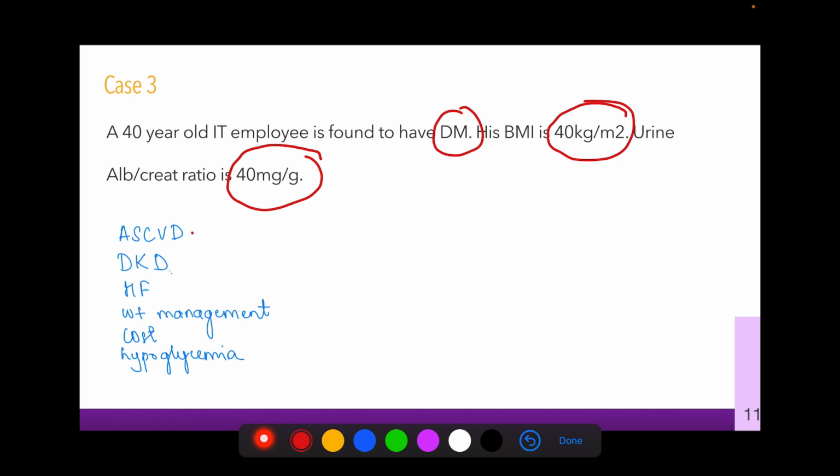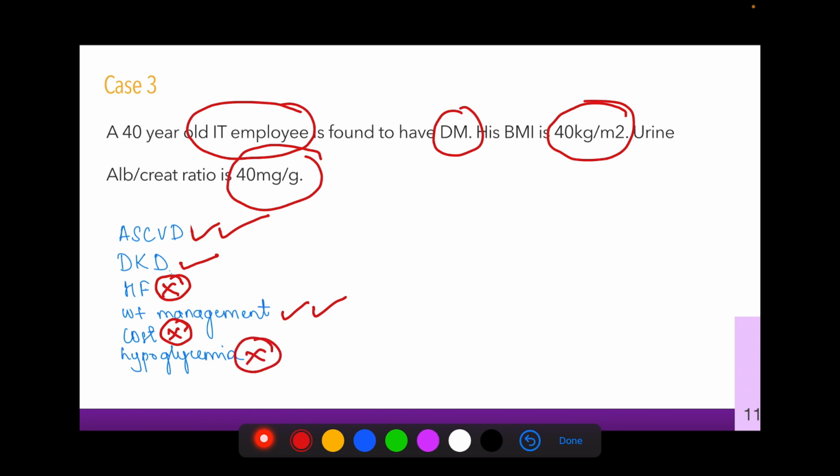Do you want to reduce the risk? Definitely yes. Do you want to reduce the risk of progression to DKD? Yes. Do you want to reduce heart failure? No, the patient doesn't have any comorbidities. Weight management is a big yes. Because the patient is an IT employee, I assume that the patient can afford some good medications. Hypoglycemia, no. A young patient is less likely to have it. Young patients have their food properly, so they are less likely to develop hypoglycemia.